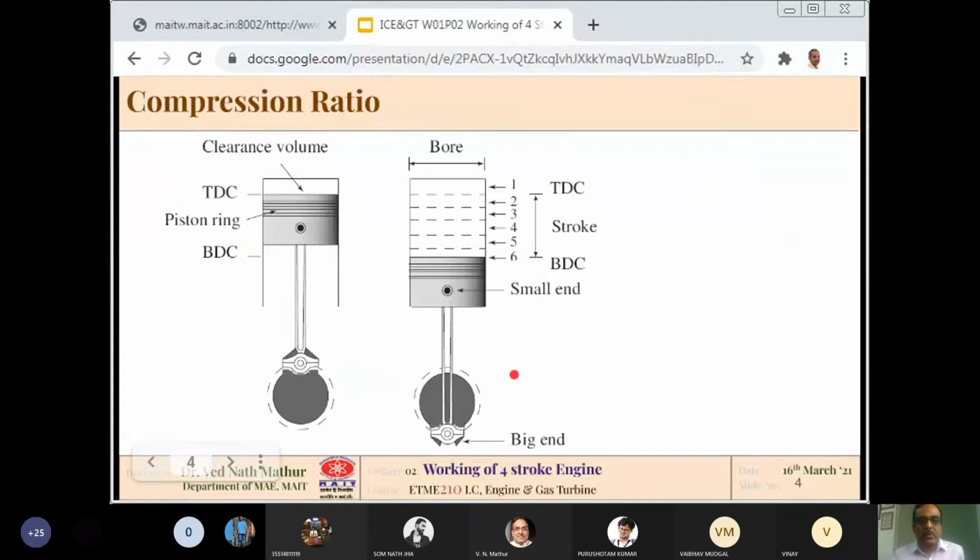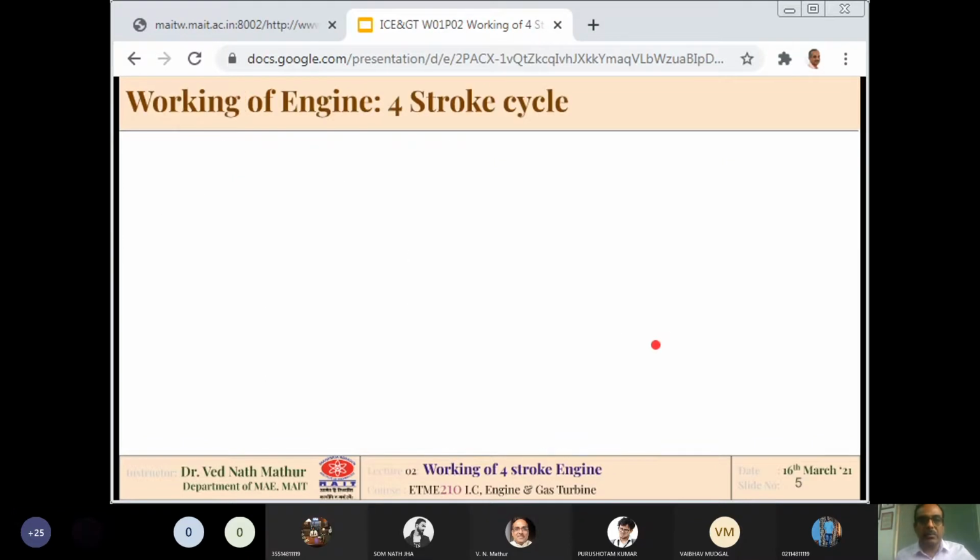Okay, this I did not show you yesterday, but it's an example that if the initial volume is say 1 unit and after movement of the piston it's 6 units, so swept volume is 5 units and clearance volume is 1 unit. In this case, the compression ratio is 6/1, which is equal to 6. We'll do a few numericals for calculation of the compression ratio when engine dimensions are given. That we'll do tomorrow. Today, let's focus on the working of a four-stroke cycle.